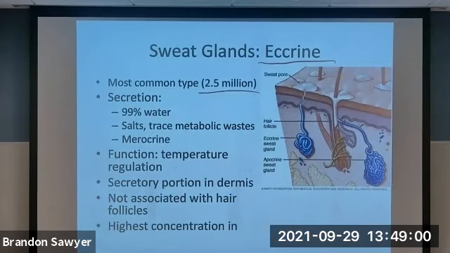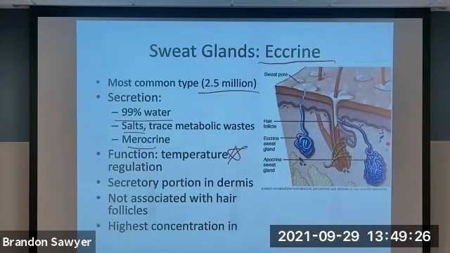Okay, so what's secreted here is mostly water, definitely some salt, and then a little bit of metabolic waste. But these are definitely merocrine glands, and the function is temperature regulation. We talked about this before. We want that water to evaporate. If it just goes onto our skin and falls off, it's a waste. It didn't help us at all. We're just wasting water if we do that.